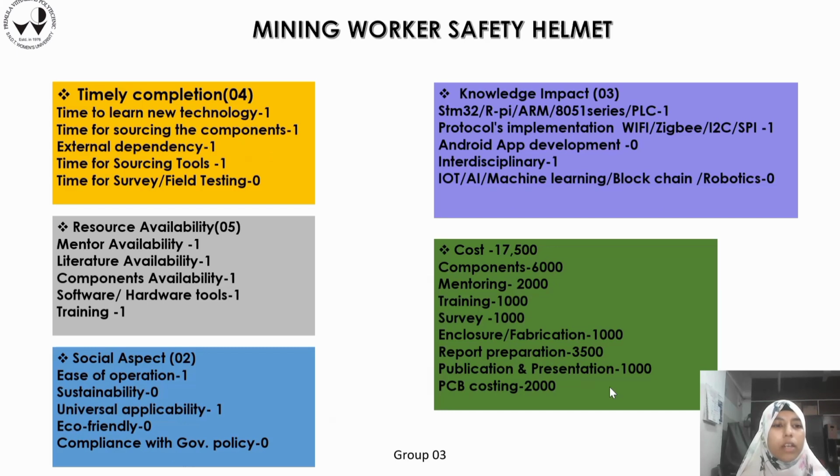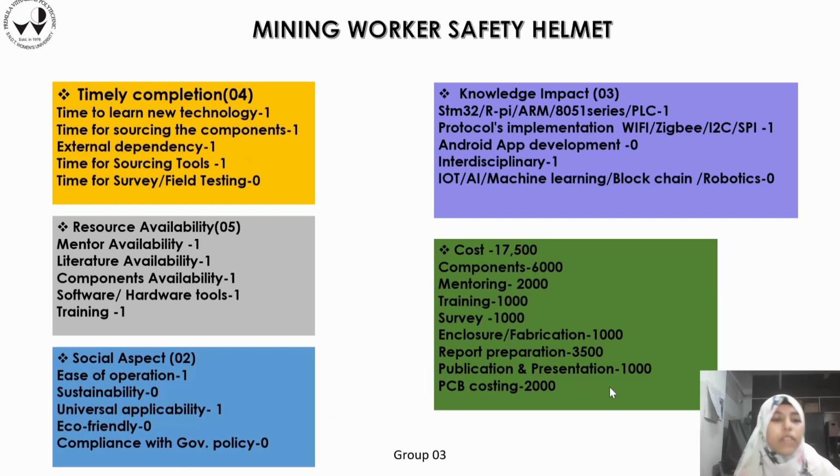So we have given it one. External dependency: we have to depend on a third person for some part of the components, so we have given it one. Time for sourcing the tools: the time required for sourcing the tools is within our limit, so we have given it one. Time for survey and field testing: it requires more time because it's related to mining sectors, so we have given it zero.